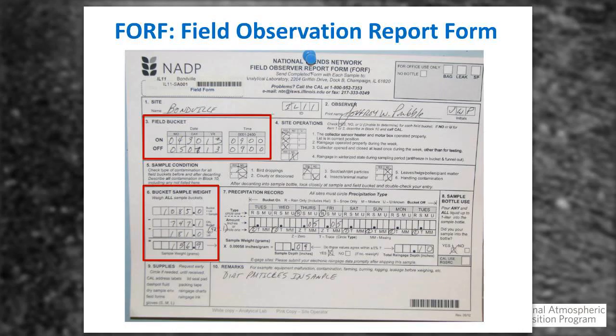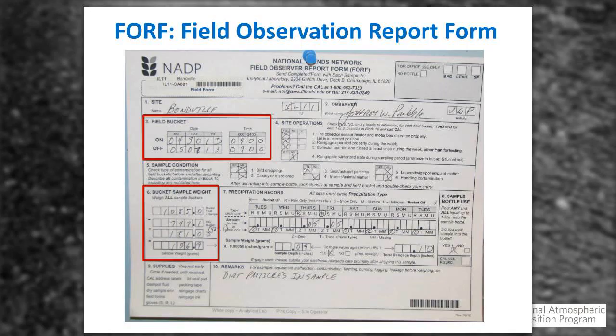Thing to note is when you take a sample off, for example, I took this sample off on the 7th of May at 9 o'clock. When I fill out my next field form, my on time is going to be the 7th of May at 9 o'clock. We run into a lot of this where an operator will write down that they put it on on the 7th of May, but at 8 o'clock. Well, you took one off at 9, you don't put the next one on at 8 o'clock.